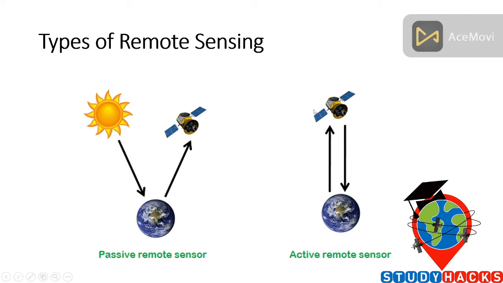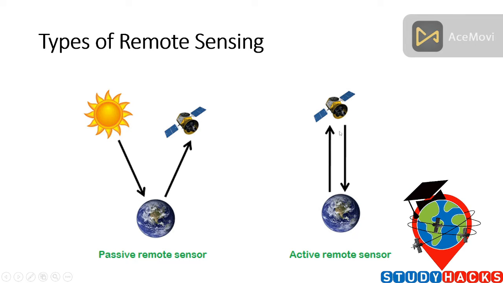So basically these are the common things about active and passive. Passive sensor measures the reflected light emitted from the sun. When sunlight reflects off the earth's surface, the passive sensor captures the light. For example, Landsat and Sentinel are passive sensors. They capture images by sensing reflected sunlight in the electromagnetic spectrum.